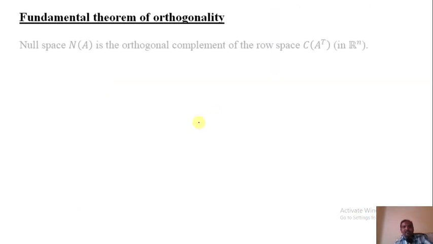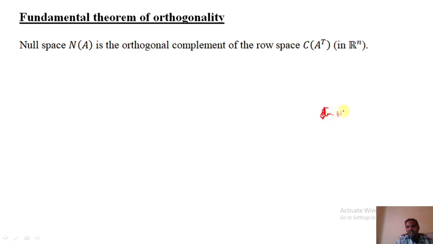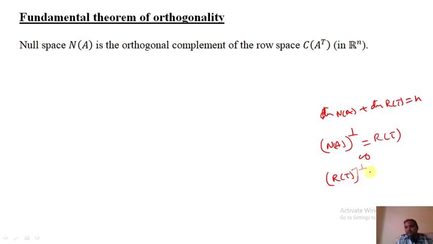Now, the fundamental theorem of orthogonality. What is the fundamental theorem of orthogonality? The null space is, as we already discussed, the orthogonal complement of the row space, because the dimension of the null space plus the dimension of the row space equals the dimension of the total space. That's why the null space is the orthogonal complement of the row space. That means the null space perp is the row space, or you can say the row space perp is the null space. This is a fundamental theorem.